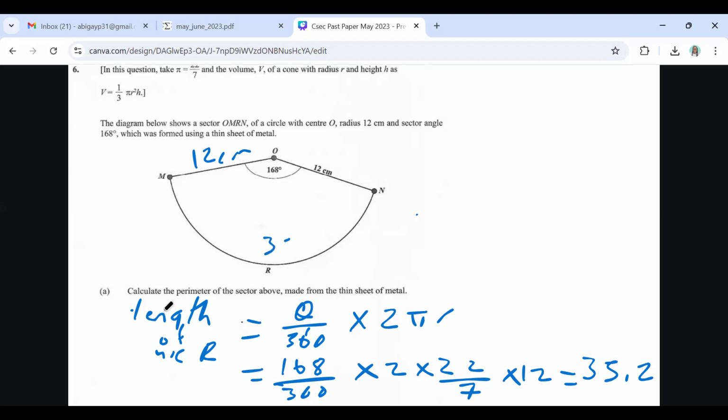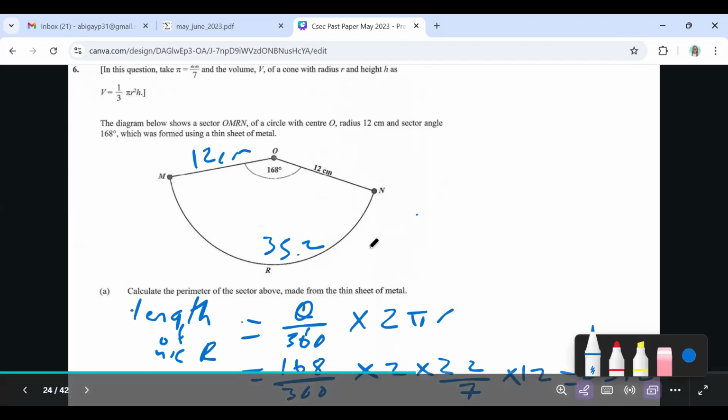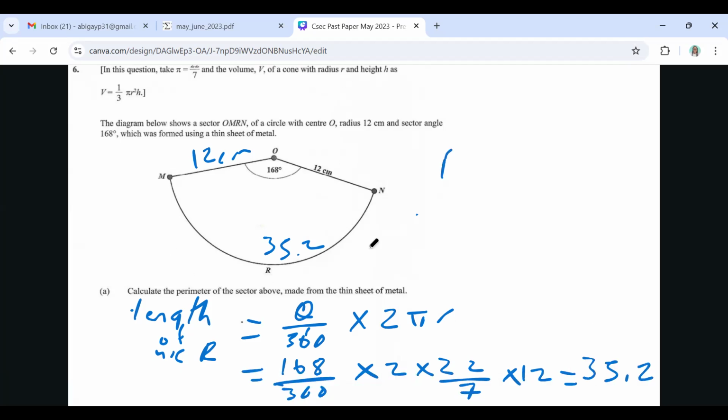So that is 35.2. We still haven't found the perimeter yet. So the perimeter is going to equal 12 plus 12 plus 35.2. All right, so let's just add that up, and that will give us 59.2. And that's our perimeter.